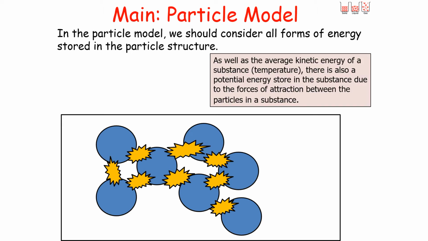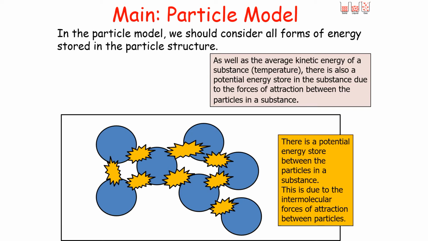So in the particle model we should consider all forms of energy stored in the particle structure. So you've got the average kinetic energy of a substance, which is linked to the temperature, and there's also the potential energy stored in the substance due to the forces of attraction between the particles in the substance. So there's a potential energy stored between the particles in any substance, which is due to the intermolecular forces of attraction between the particles and the chemical bonds.